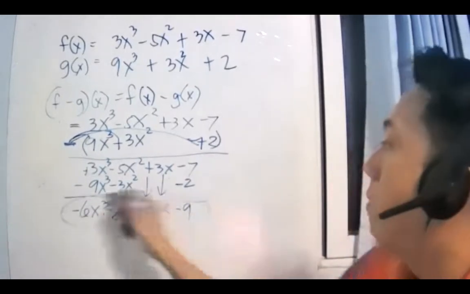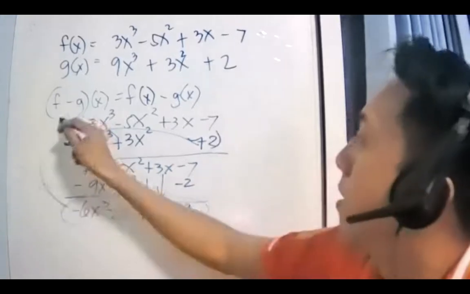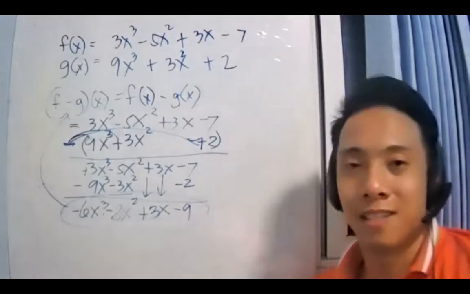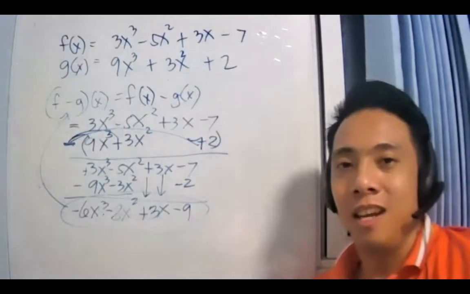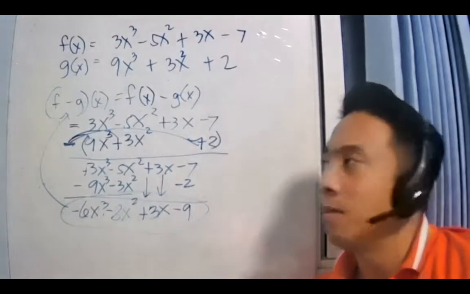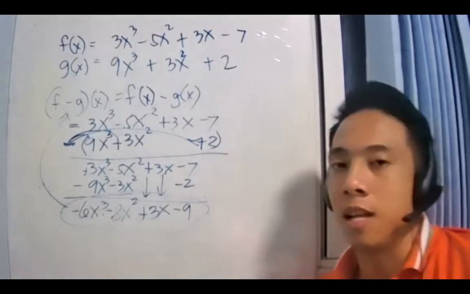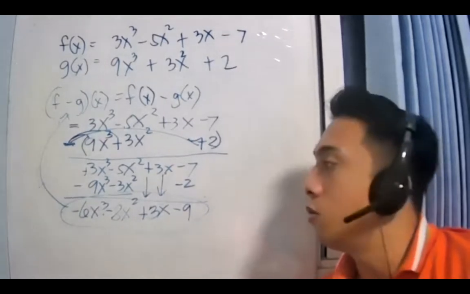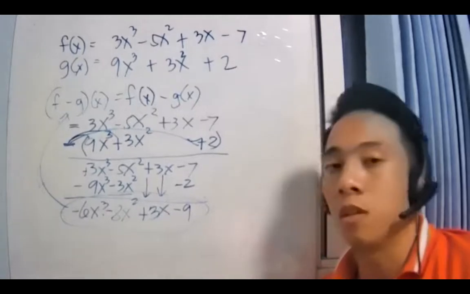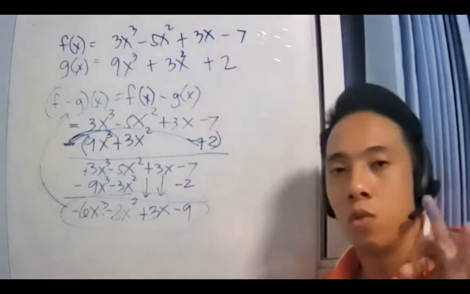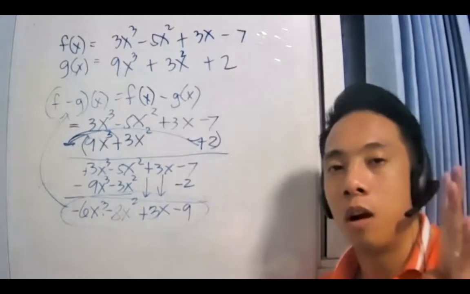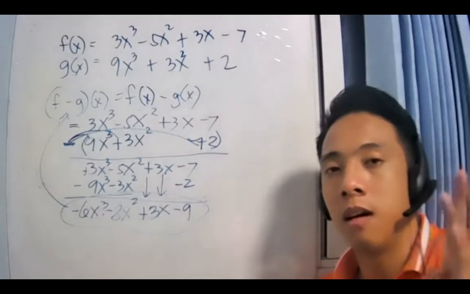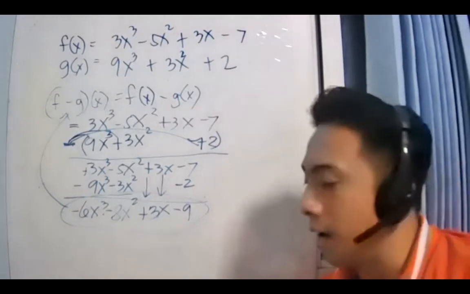Now, this is our difference of f of x and g of x. Easy, di ba? Mga math na ganyan, easy lang natin ang mga yan. Okay? And I will give you time, 10 seconds, to take some photo or a screenshot with this one. 1, 2, 3, 4, 5, 6, 7, 8, 9, 10. Okay?